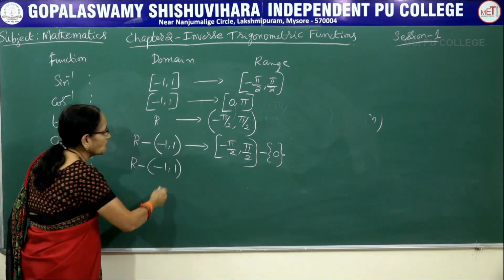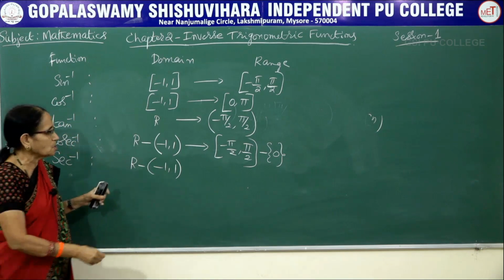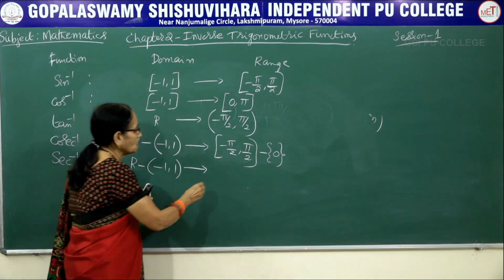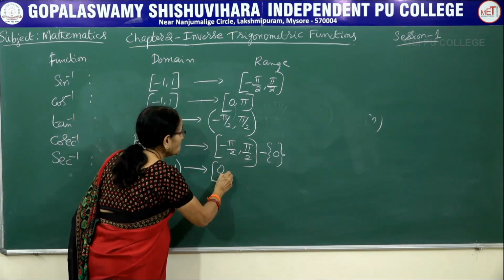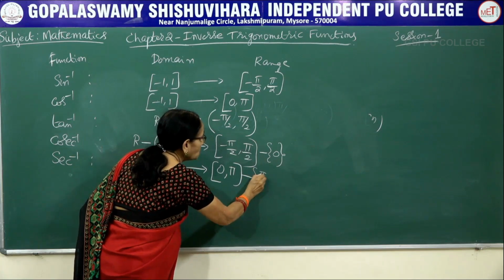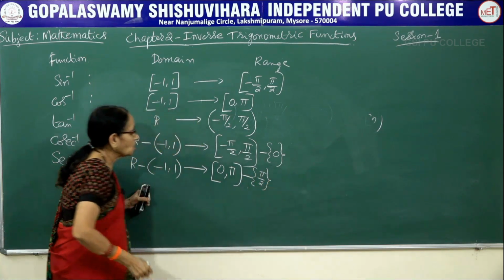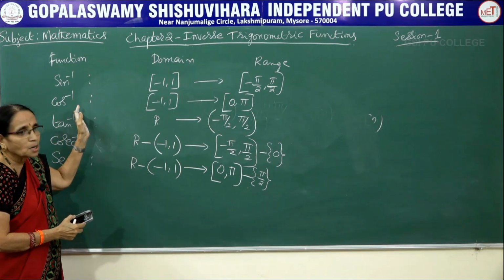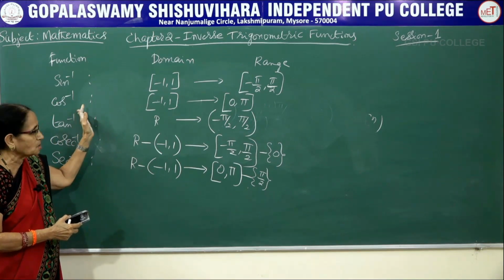It is the set of real numbers minus the open interval minus 1 comma 1. And what is the range here? The range is 0 to pi. And again here one element is omitted because you know that secant is the reciprocal of cos, and cos of pi by 2 is 0.